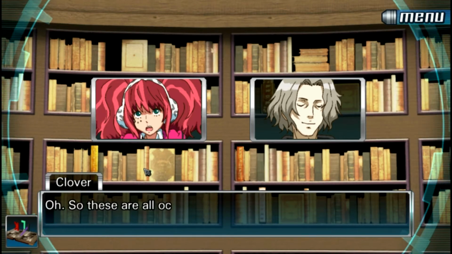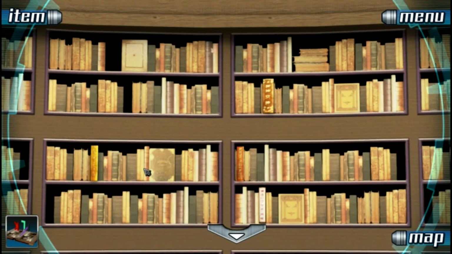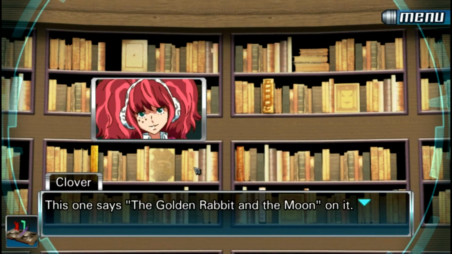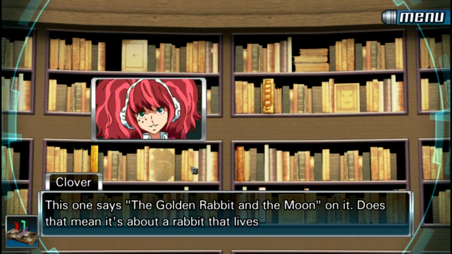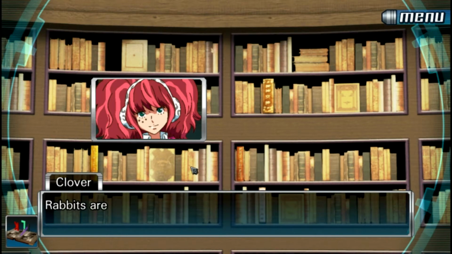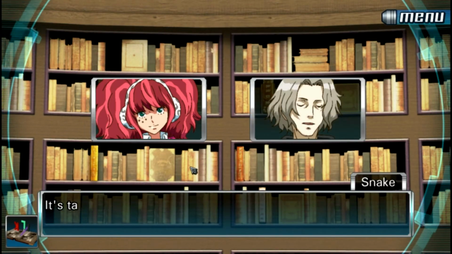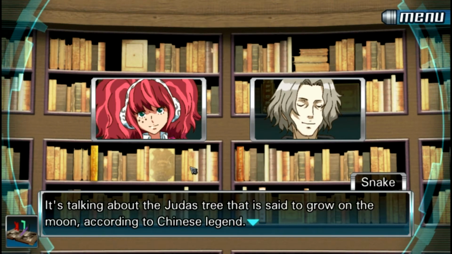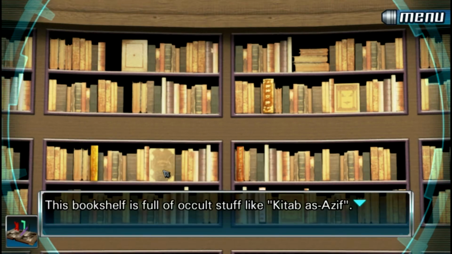Oh. So, these are all cult books and stuff. Ah, the Necronomicon. Let's not bring that up. This one says the golden rabbit and the moon on it. Does that mean it's about a rabbit that lives on the moon? Rabbits are pretty cute, but what's the moon stuff about? It's talking about a Judas tree that is said to grow on the moon, according to Chinese legend. That sounds pretty interesting.